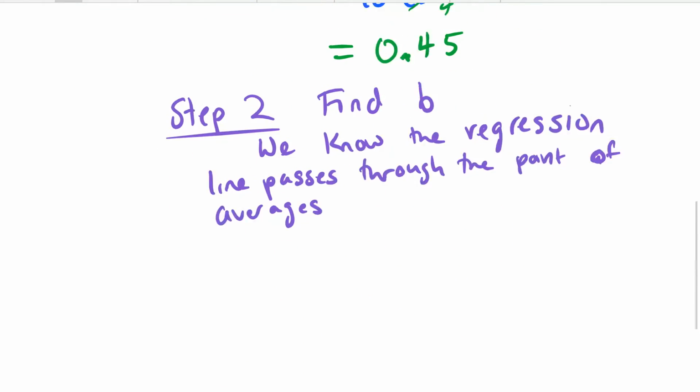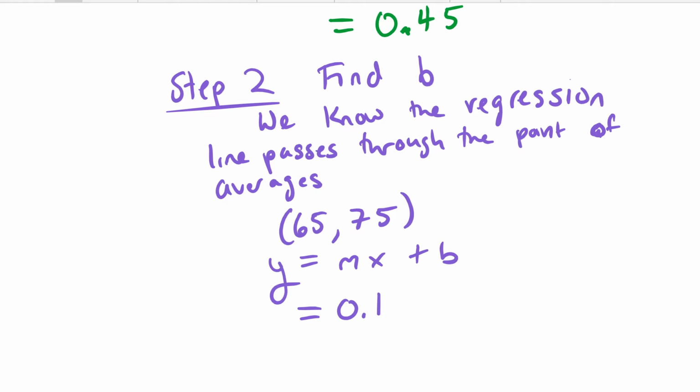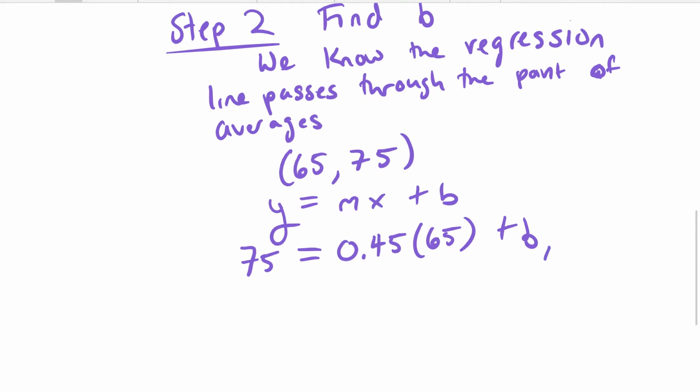So we know the point. 65, 75 is on the line. We're going to plug that into the equation y equals mx plus b. We've calculated in step 1 that m was 0.45. Now we're going to plug in the point of averages. X is replaced by 65, y is replaced by 75, and we're going to solve for b.